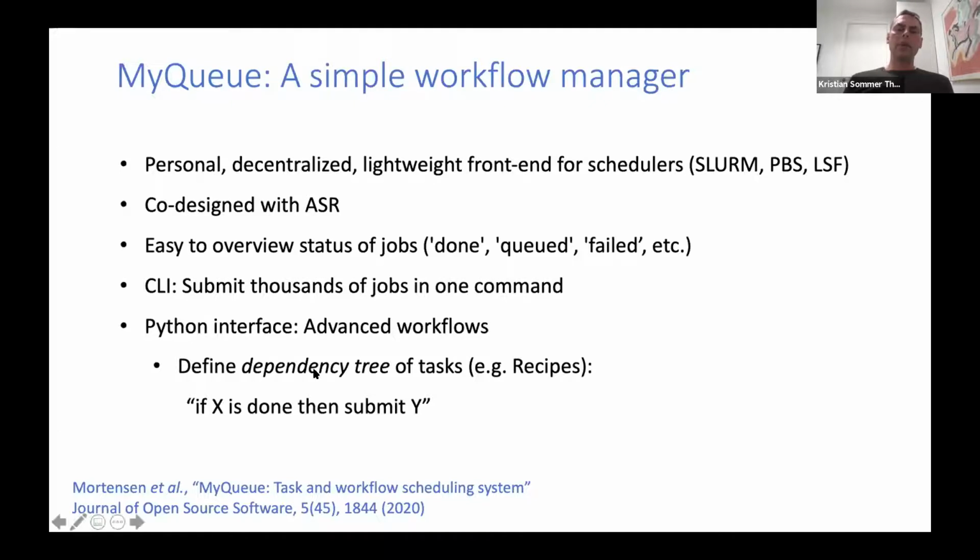And then the dependency tree that MyQueue can use takes this simple form: if X is done, submit Y. Okay, and these X and Y, they could be recipes, but in principle, they could be anything. So MyQueue can be used with ASR, but it is actually independent of ASR. You can use it for submitting any kinds of jobs that you like.